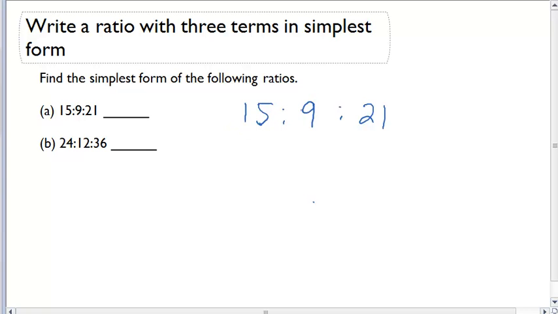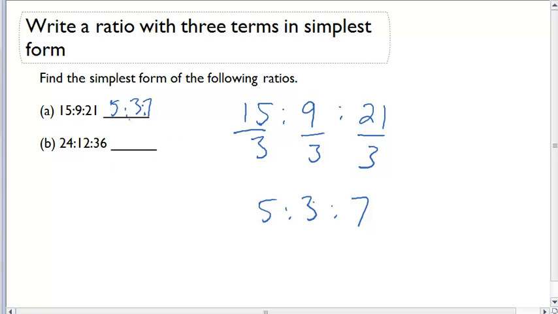Well, if I look at 15, 9, and 21, I can figure out that I can divide each of these terms evenly by 3. When I do that, I now get 5 to 3 to 7. To check my answer, I then ask myself again, is there a number I can divide all 3 of these terms by evenly? The answer is no, and I now have my ratio 5 to 3 to 7.